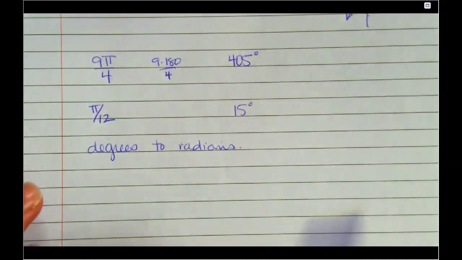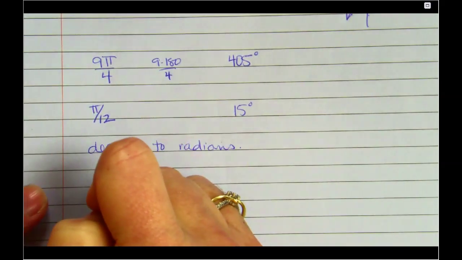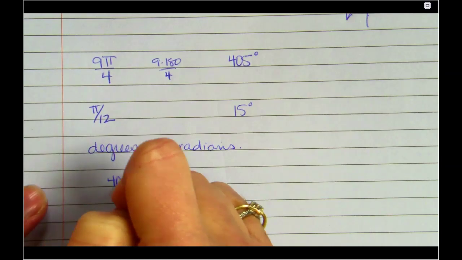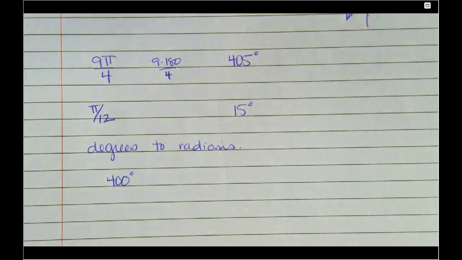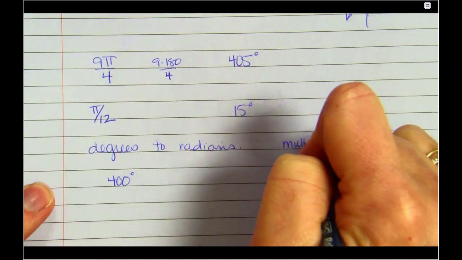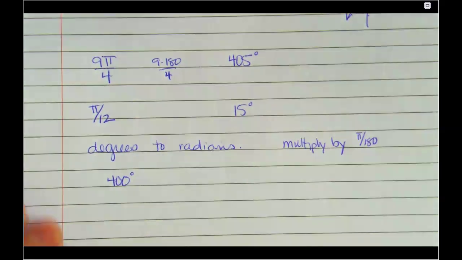So to do degrees to radians, let's say 400 degrees. Ugh. 400 degrees, we're going to convert them to radians. What you do is you multiply by the fraction pi over 180.